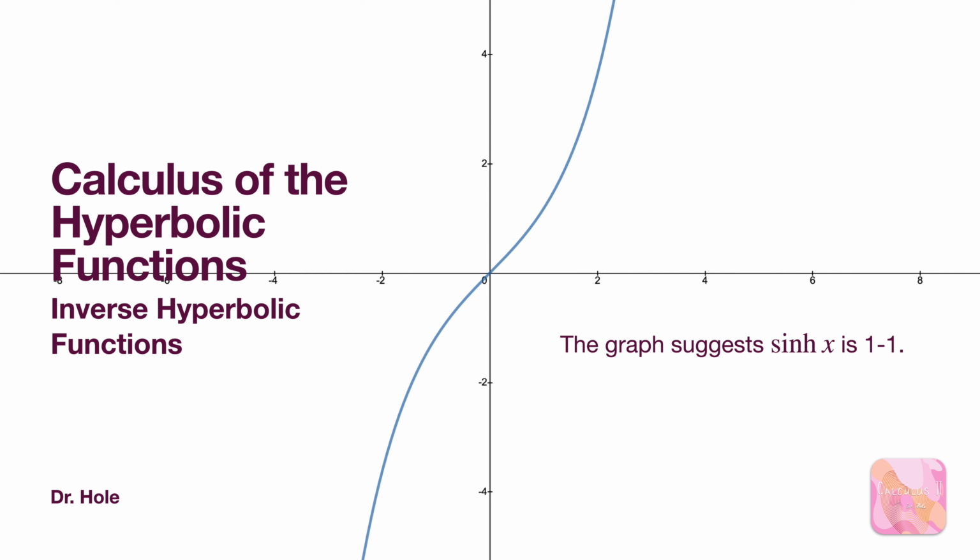This is the graph of sinh. Sinh is one-to-one. Well, if it's one-to-one, we can invert it. We can graphically produce a function. How about algebraically? What is the inverse of hyperbolic sine? Let's investigate.